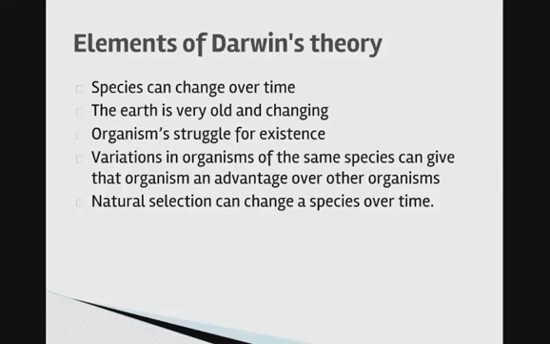Organisms are always struggling to survive, competing against species of their own kind and other species who are vying for the same resources. So some species are more fit, and variations in the organisms of the same species can give that organism an advantage over the other organisms, and make them better able to pass their genetic code on to the next generation. And so this natural selection is the theory where species can change over long periods of time.